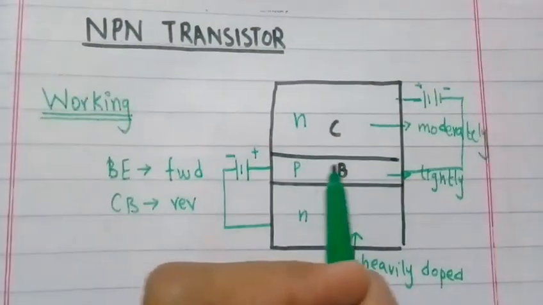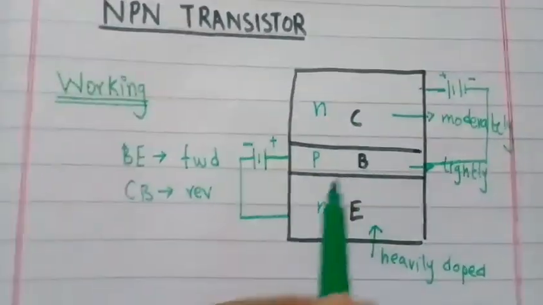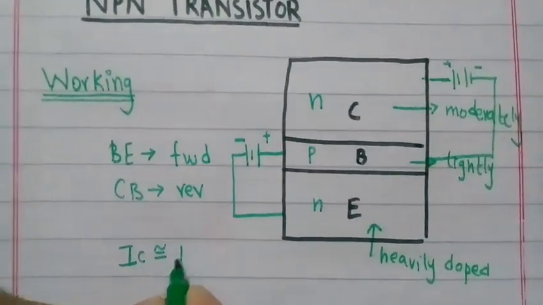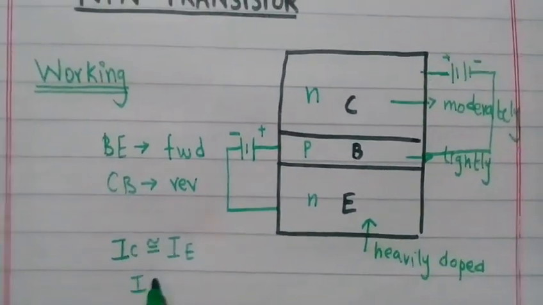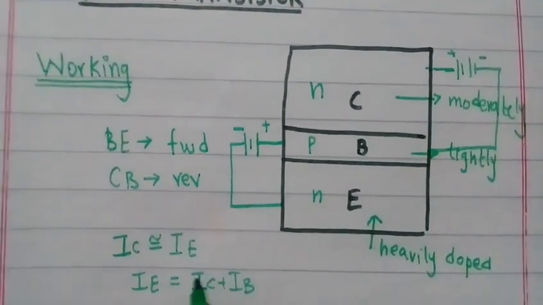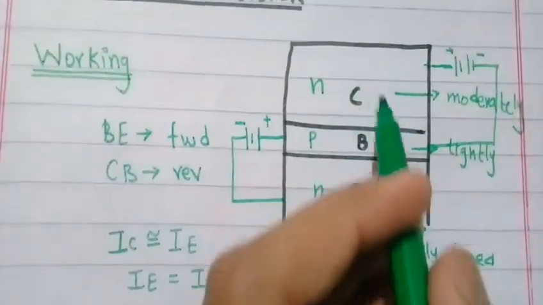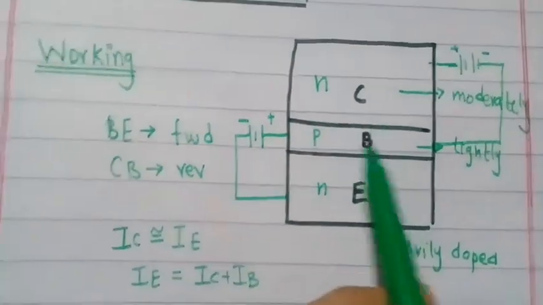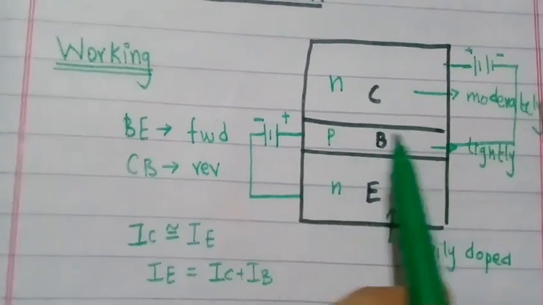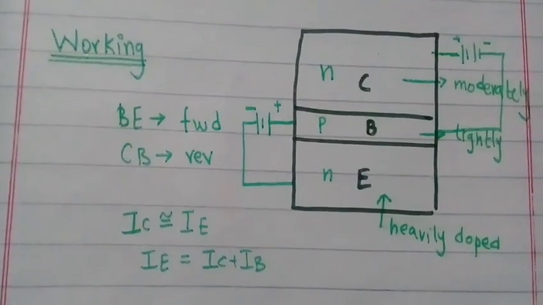The thickness of the base terminal is very small, so only a small current is produced by the base, and the collector current will be approximately equal to the emitter current. So IC will be approximately equal to IE, and IE equals IC plus IB: base current plus collector current is equal to the emitter current. The emitter current is the addition of both collector current and base current. If the base current is ignored because of its small, lightly doped area, then the collector current will be approximately equal to the emitter current.